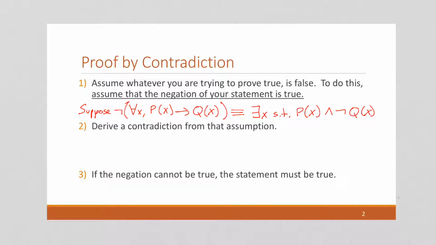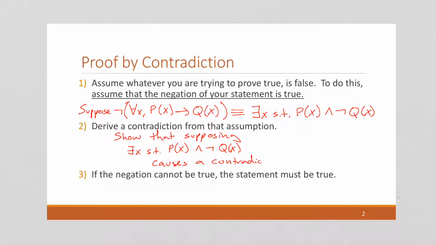And then we want to derive a contradiction. So we want to show that supposing there exists an x such that P of x and not Q of x causes a contradiction. Right? And if the negation cannot be true, then we can conclude that the statement is true.